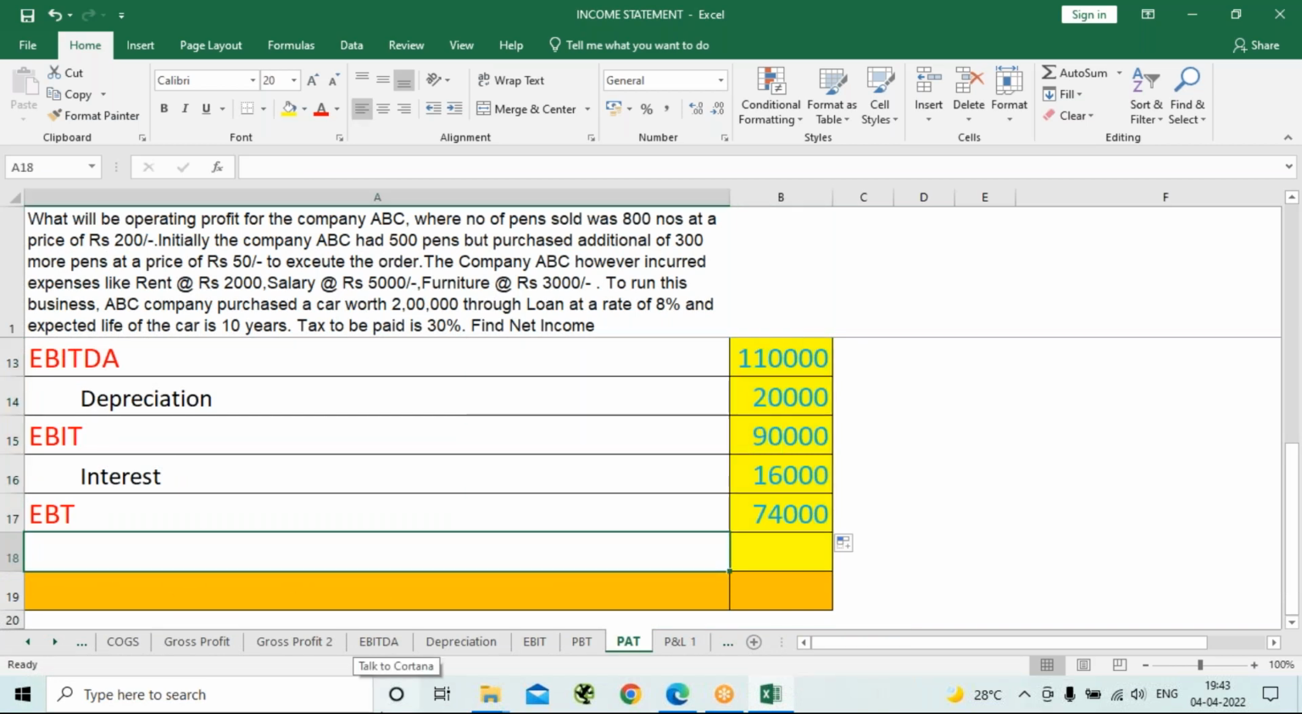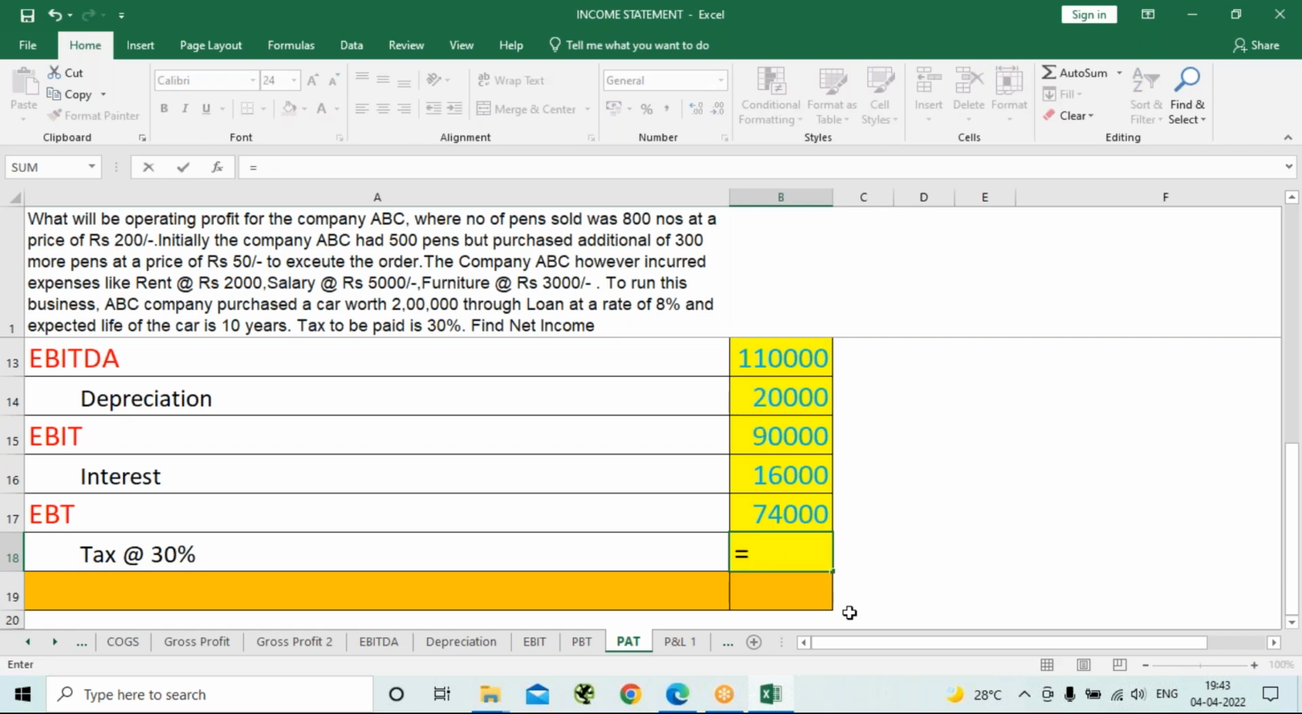Then the next part of this transaction will be the tax to be paid at 30%. So it will be equal to tax at the rate of 30%, equals 74,000 into 30%, which gives you the value of 22,200.